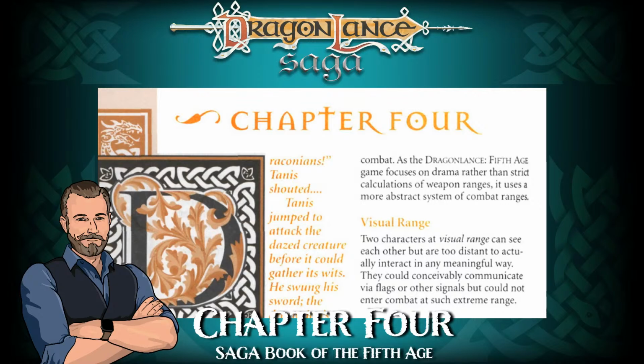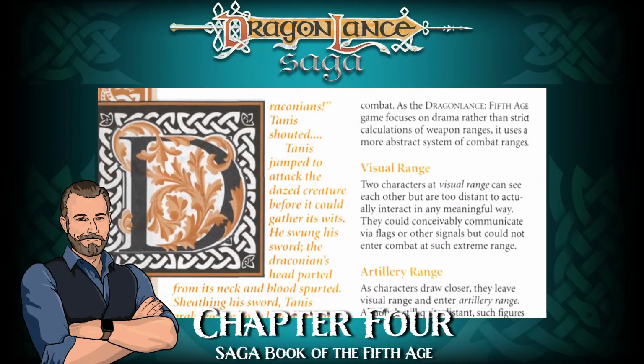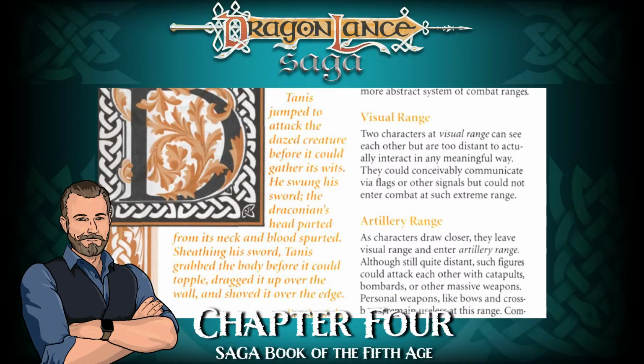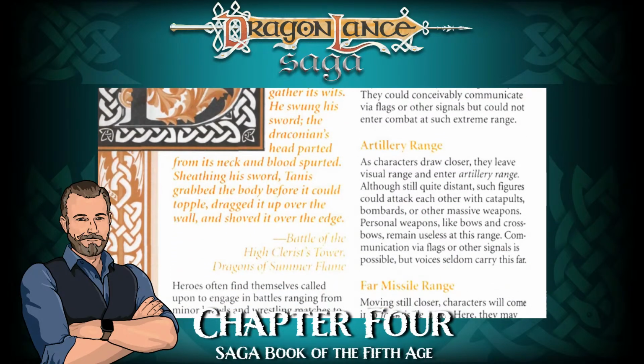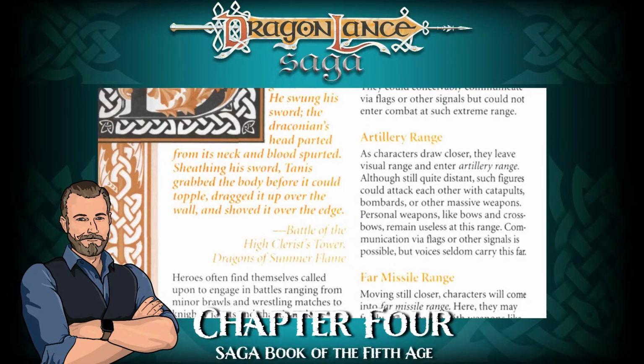Chapter 4. Draconians! Tanis shouted. Tanis jumped to attack the dazed creature before it could gather its wits. He swung his sword. The Draconian's head parted from its neck and blood spurted. Sheathing his sword, Tanis grabbed the body before it could topple, dragged it up over the wall, and shoved it over the edge. Battle of the High Clerist's Tower, Dragons of Summer Flame.